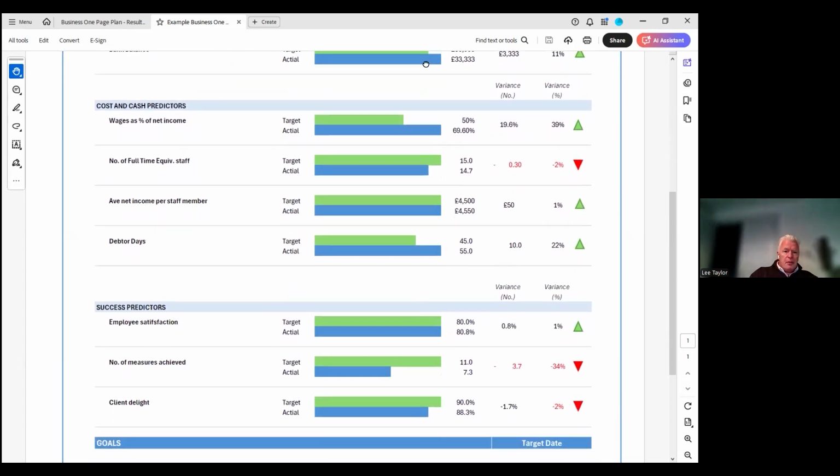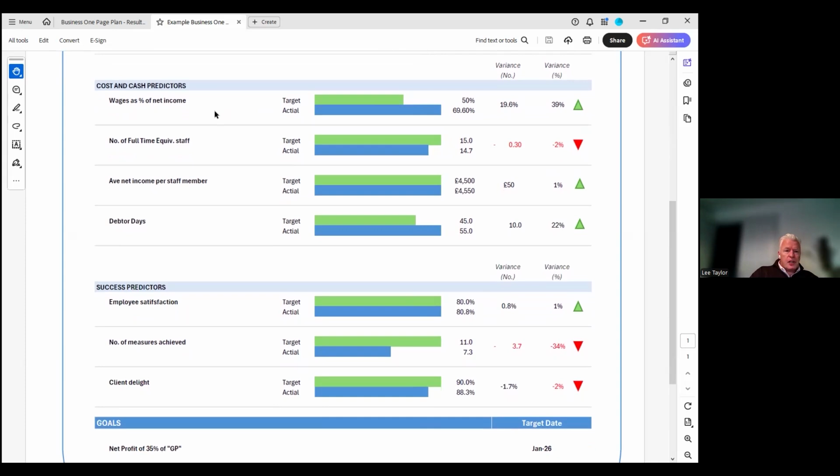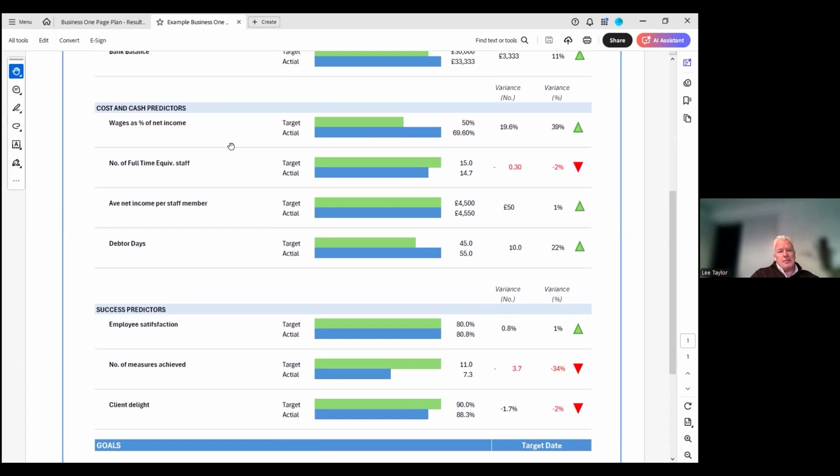In addition to that, we then break it down a bit more. So the cost and cash predictors, and again, we customize this depending on the client. For some clients, debtor days, which is the average days that people take to pay their bills to the client, was important to them. For some businesses, it's not. Maybe some businesses don't have staff members, so they don't need that. But for this business, this is important.